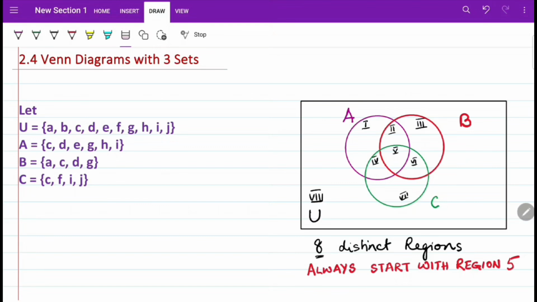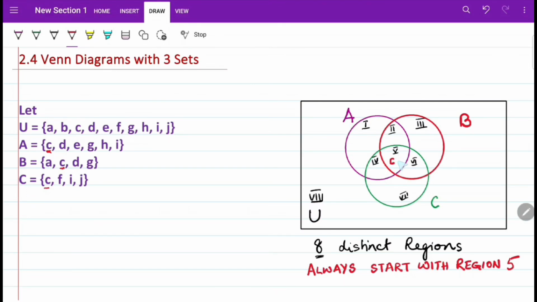So to fill in the values into region 5, we have to look for common values between set A, B, and C. So if we scan through the elements of each of these sets, we see that C is the common element, correct? C is the common element between all three sets, and I don't think any other elements are common to all three. So I'm going to write the letter C inside region 5.